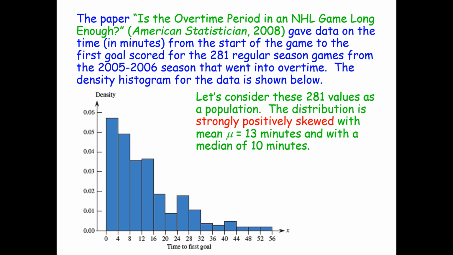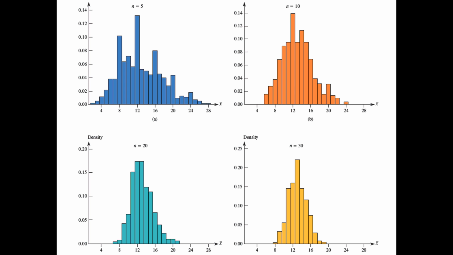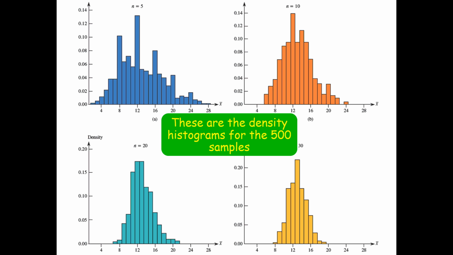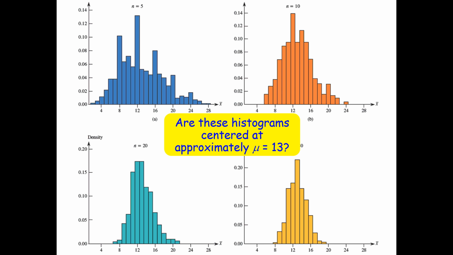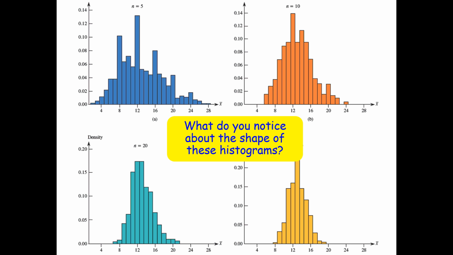Now, using Minitab again, we're going to generate 500 samples of the following sample sizes for this distribution. So size 5, 10, 20, and 30. Here are our density histograms for those 500 samples. We want to know, are these histograms in fact centered at approximately a mean of 13? What do you notice about the standard deviation of these histograms? And what do you notice about the shape of these histograms?